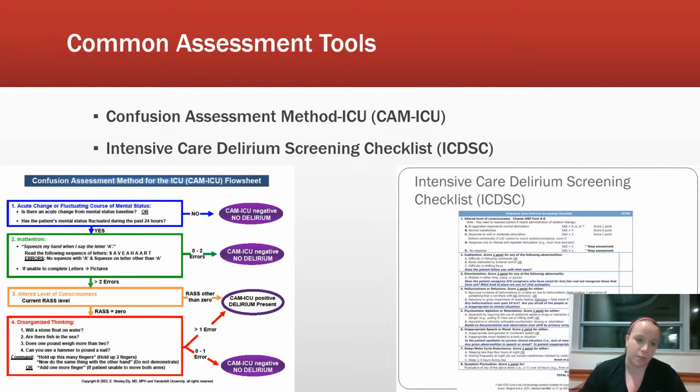So you'll have them squeeze your hand whenever you say the letter A. If they squeeze whenever you don't say the letter A, so like on a different letter, or if they don't squeeze on the times when you say the letter A, then they'll get an error. So if they get more than 2 errors, then you go to the next step.